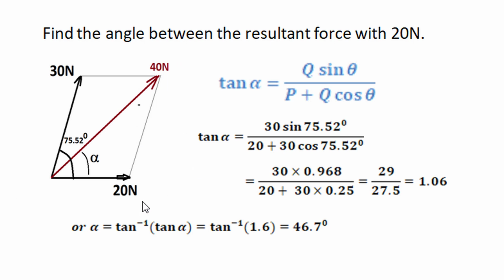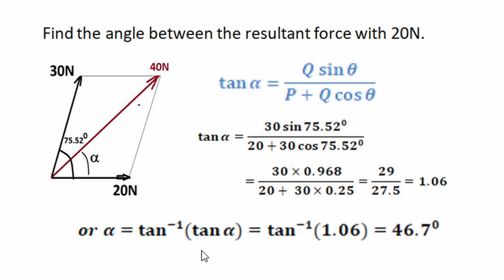So we have obtained angle between two vectors p and q, theta, as 75.52 degree, and now the angle which resultant 40 Newton makes with p, 20 Newton. p is 20 Newton, q is 30 Newton, and angle theta is 75.52. Sine 75.52 is 0.968. When it is multiplied by magnitude of q 30, it comes as 29. Similarly, q when multiplied with cos theta, cos theta becomes 0.25. When multiplied by 30 comes as 7.5, and when added with 20 it comes as 27.5. So tan alpha comes as 1.06.